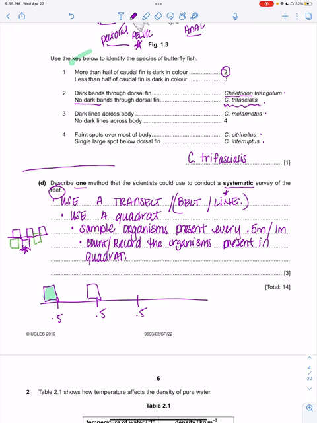Okay, you're not going to do this once because you're not going to say, well, I took one sample and here's the organisms that are present. No way. That's not going to be an accurate sample at all. You're not going to do it once, you're going to do it multiple times.